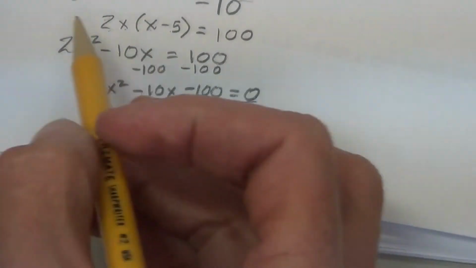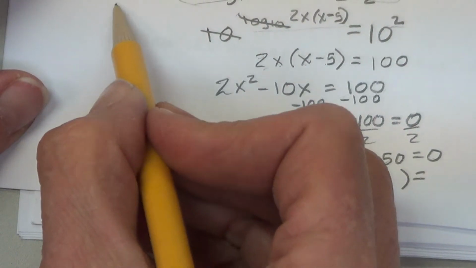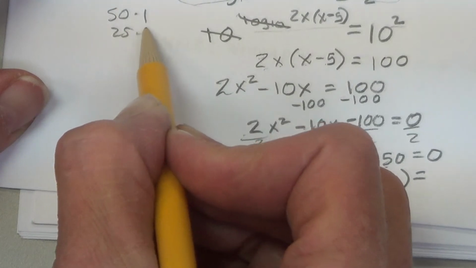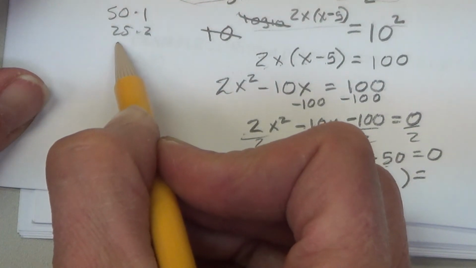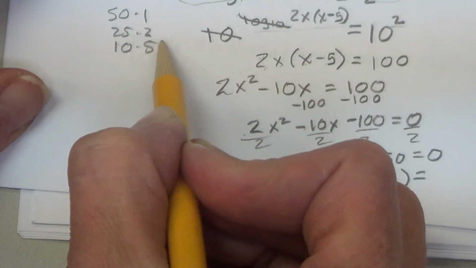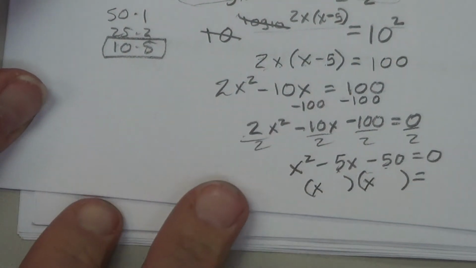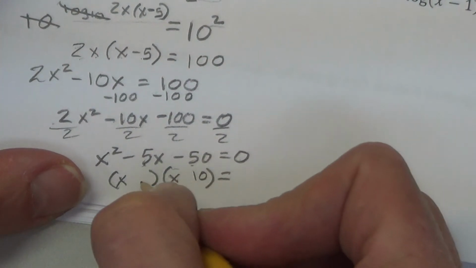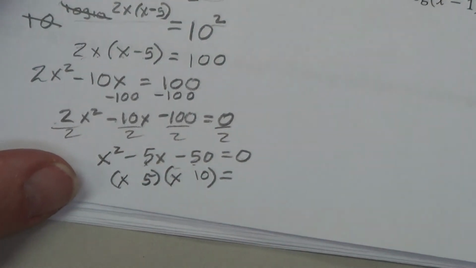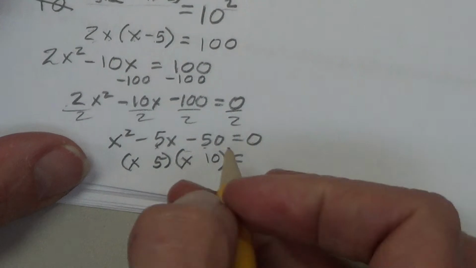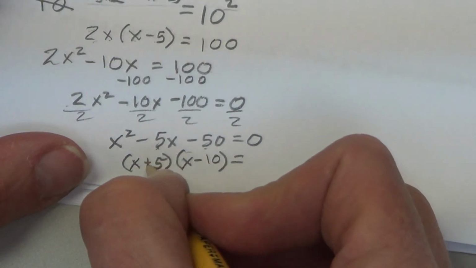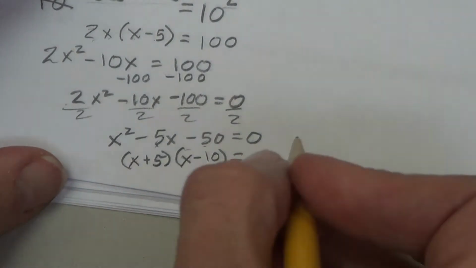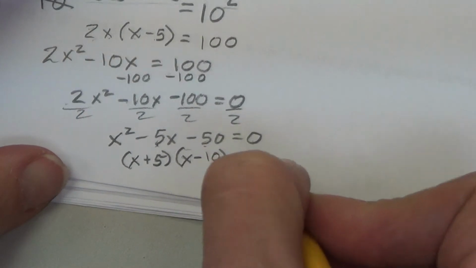Well, our factors of 50, we come over here, factors of 50, would be 50 and 1, 25 and 2, 10 and 5, and right there we see the difference being 5. So we come back and we say, well, we have 10 and 5. The larger one will carry the sign of that middle term. So that's a negative 10, positive 5. Okay? So we have that still being equal to 0.